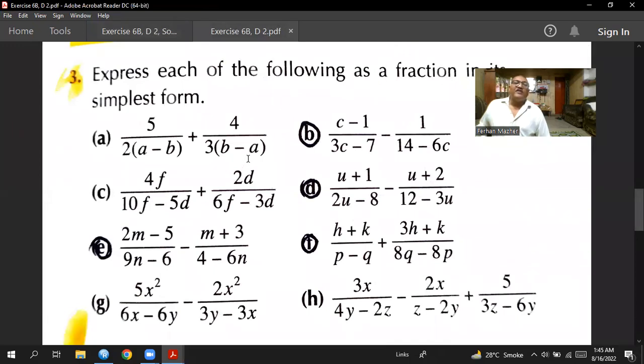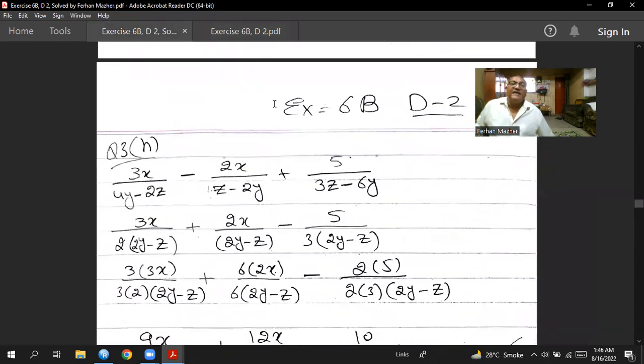Okay, so we are going to the next part. That is question number 3, and it's H part. It says 3x divided by 4y - 2z. From here, the 2 can be taken common. Then you have minus 2x divided by 6 - 2y, from here minus 1 can be taken common. And then you have plus 5 divided by 3z - 6y. From here, the minus 2 can be taken common. And then I will try to make the denominators exactly the same.